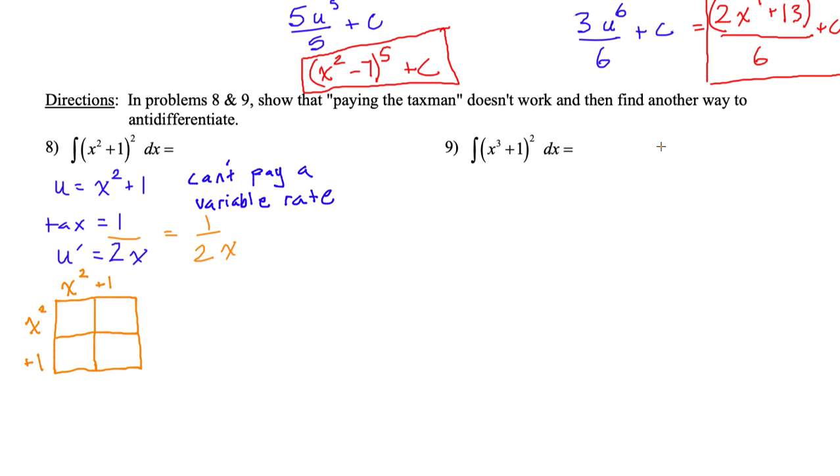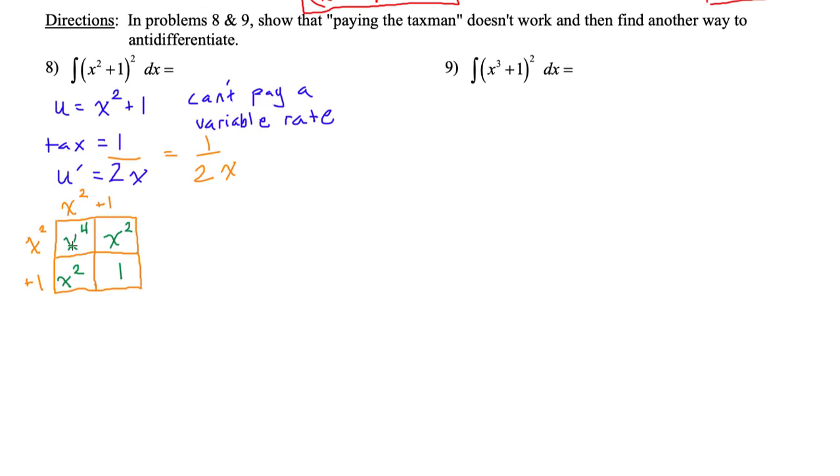x squared times x squared, and I'll do a different color for the inside. x squared times x squared is x to the power of 4. 1 times x squared is x squared. Down here is x squared as well. 1 times 1 is 1. All right, so I add up the area, and the area adds up to x to the power of 4 plus 2x squared plus 1.